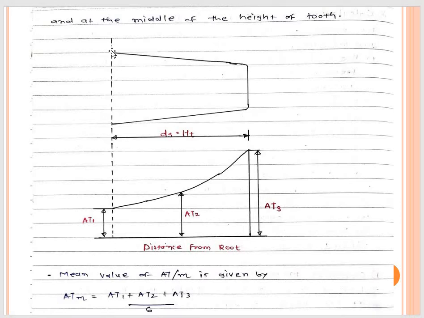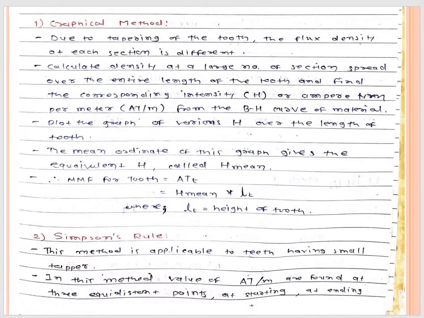We have to find the maximum number of H values over this length, and for every H we have to find the value of B, the flux density, from the BH curve.